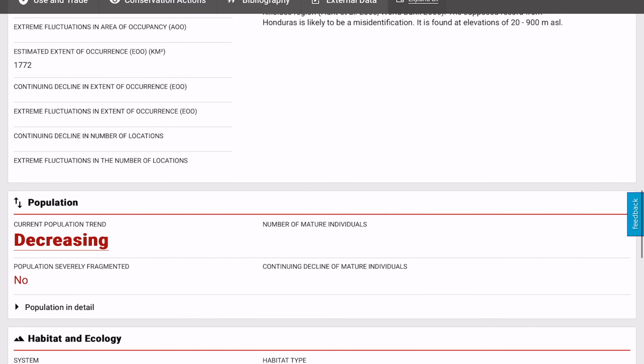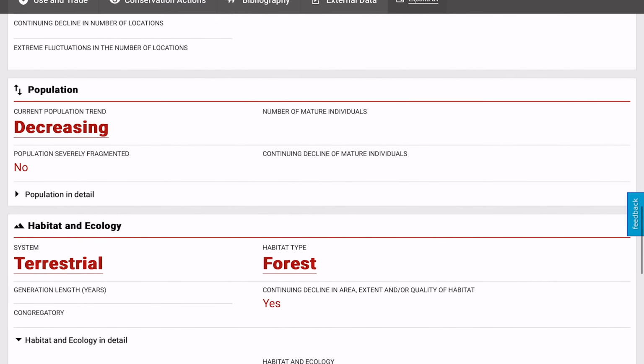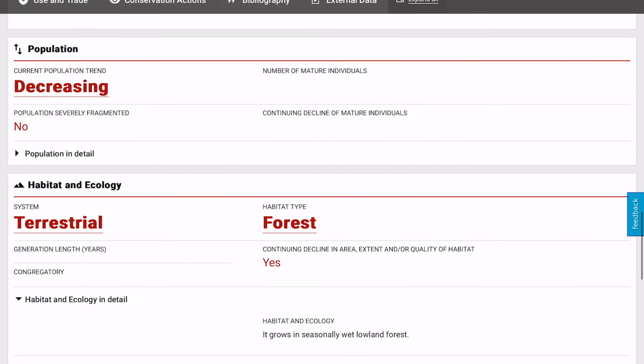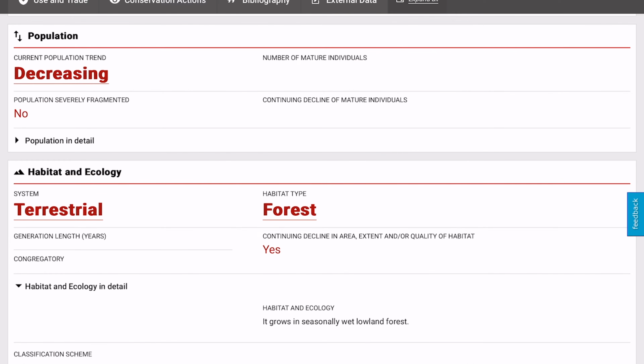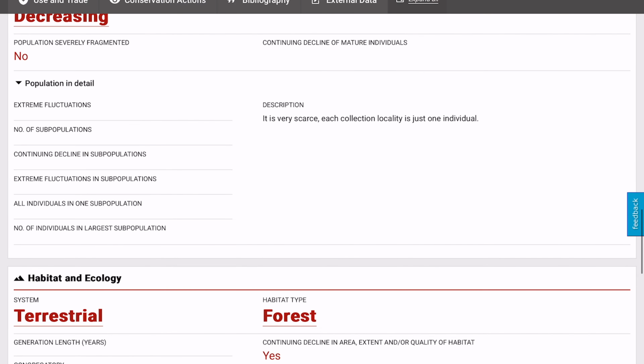And even there, you could end up with some really curious issues where something is in a botanical garden and then it's reclassified, and the record from the botanical garden is not actually updated. Happens a lot. So, yeah. Again, the population is decreasing. It's really interesting because it says it is very scarce. Each collection locality is just one individual. So this is very, very endangered. This is a very, very endangered species.